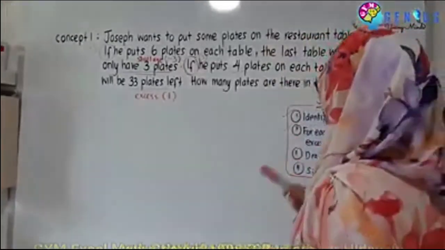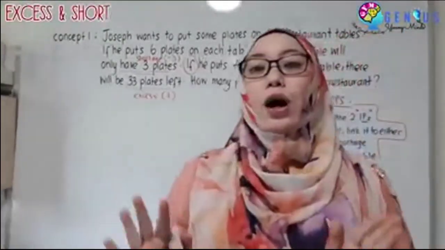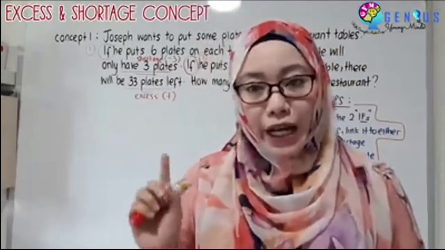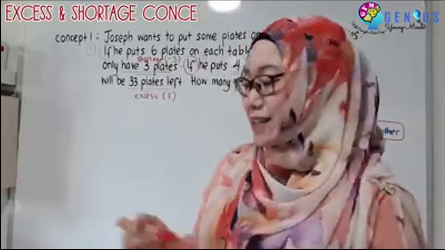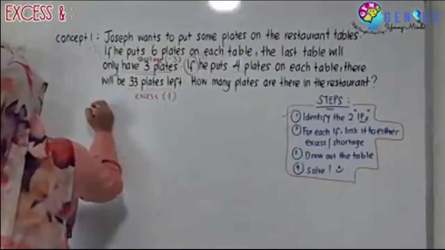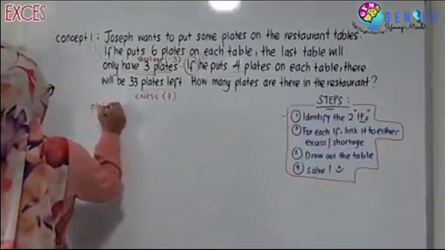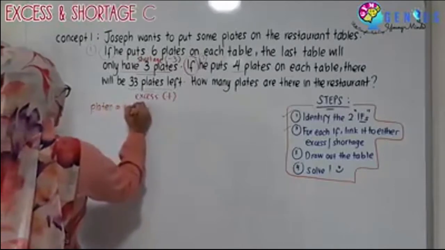Now we will draw out the table, but before I draw out the table, you have to be clear that for this question, the unknown here is actually the plates. So plates equals unknown.